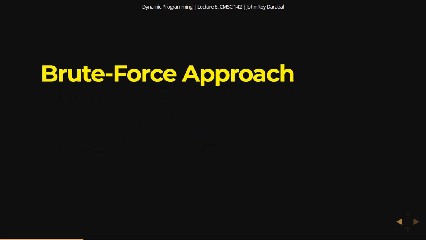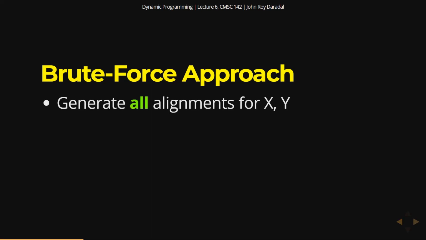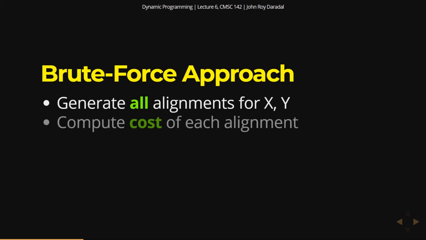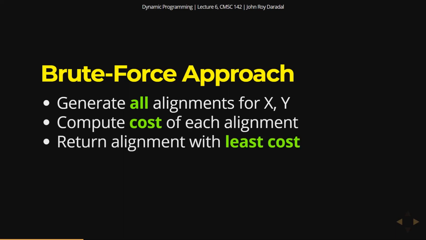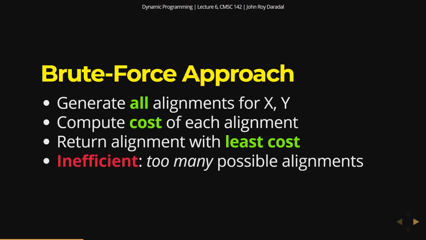Before we look at the dynamic programming approach, let's take a look at how the brute force will do it. Okay, so for brute force, we will try to generate all possible alignments of X and Y and compute the cost of each alignment and return the alignment with the least cost, right? So pretty straightforward because it's brute force. The problem is it's very inefficient because there are too many possible alignments, right?